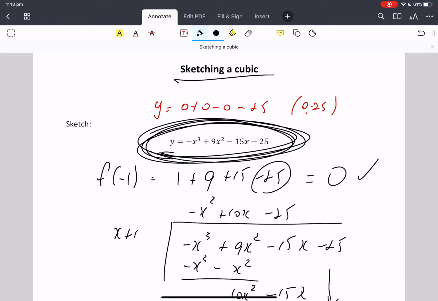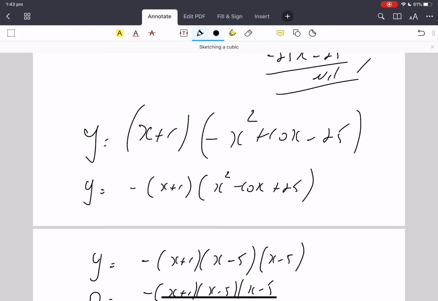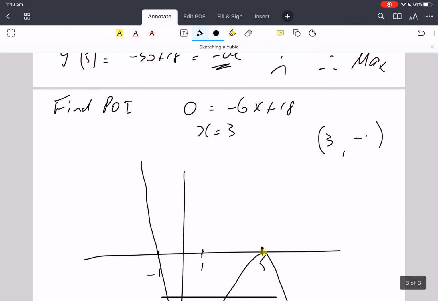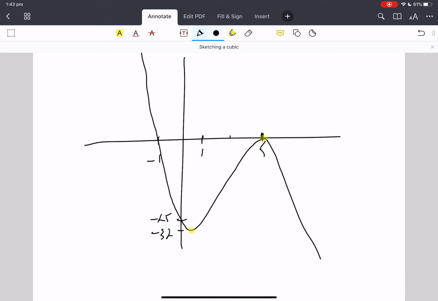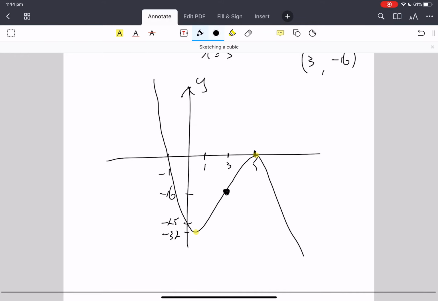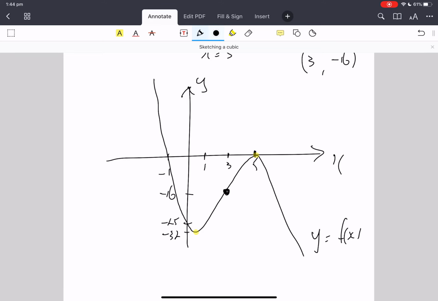3 cubed, plus, minus, minus 16. Okay, so 1, 2, here's the number 3. So right there is our point of inflection, and that happens at minus 16. So there's our graph, y-axis, x-axis, and there's our function, all mathematically proven. We've got our turning points, we've got our point of inflection, we are good to go.